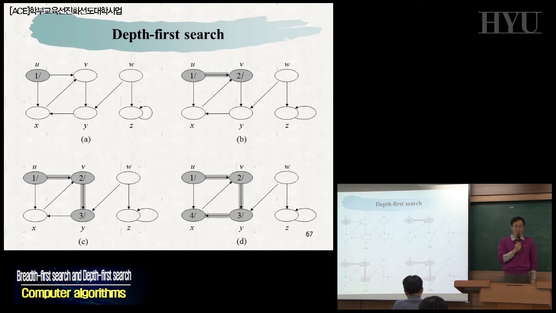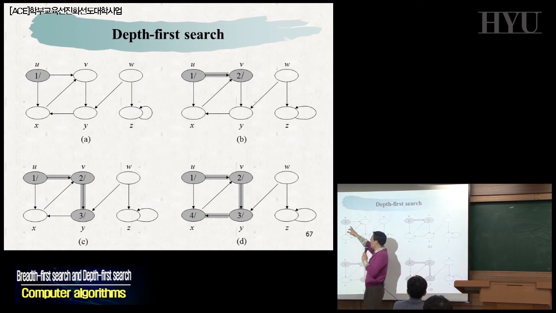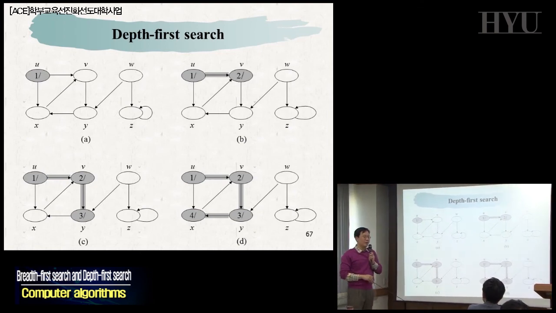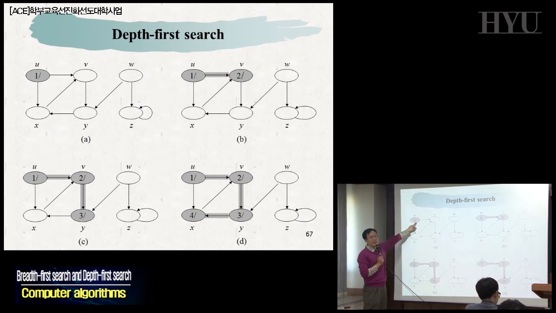Okay, and let me show you an example. When we run DFS, we randomly select the start vertex. And the start vertex is meaningless. It's just a vertex to start the DFS because we don't compute the distance. In this case, vertex U is the start vertex, and it is grayed at time 1. So this is the discovery time and this is the finishing time.